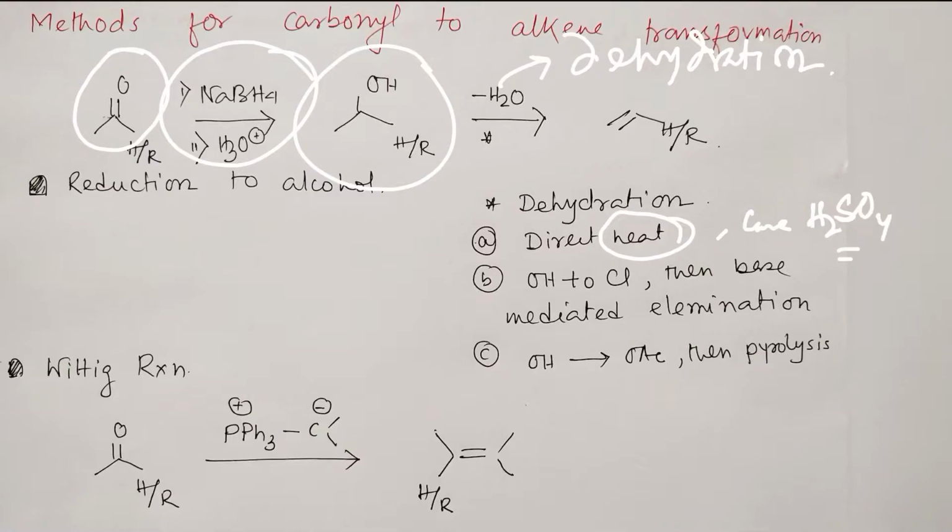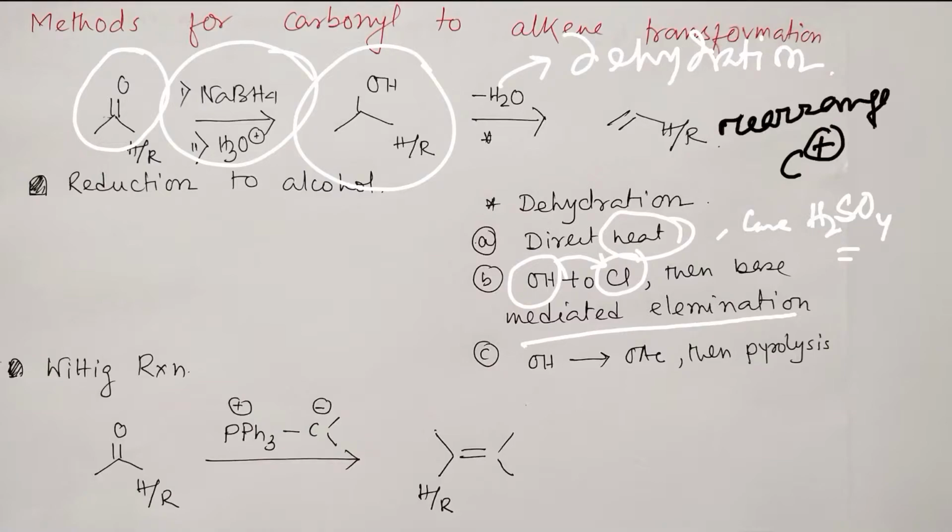Dehydration could be done directly in presence of heat or concentrated H2SO4, like H plus. Or you can think that this OH could be converted into a relatively better leaving group like chloro, or a good leaving group like bromo or iodo, then base mediated elimination is possible. By the way, in the case of concentrated sulfuric acid, it proceeds through a carbocation mechanism, so rearrangement of the carbocation is possible.